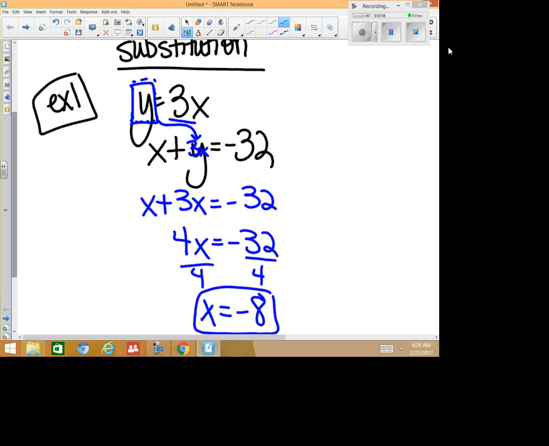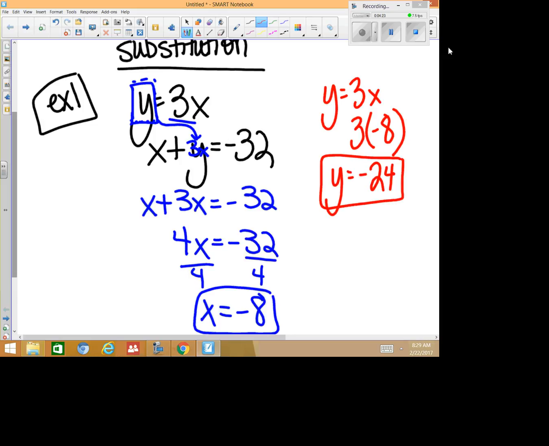No, you have to plug back in to get y. You can pick either equation, whichever one looks easier to you. I think the top one looks easier, right? Once you have this, you pick one and plug it back in. So y equals 3x. So 3 times negative 8. What's 3 times negative 8? Negative 24. So y is negative 24. So you just plug the y into that equation, and that's it.